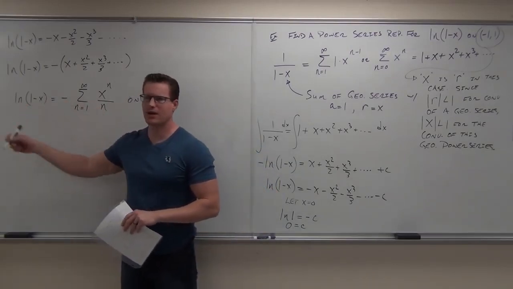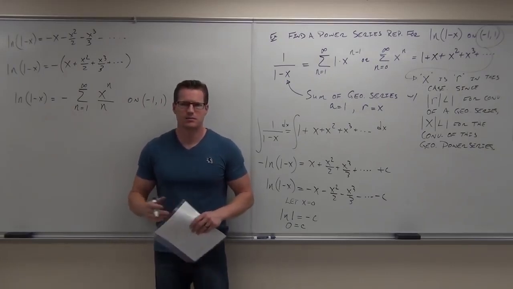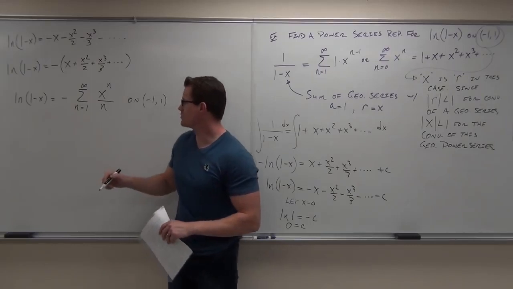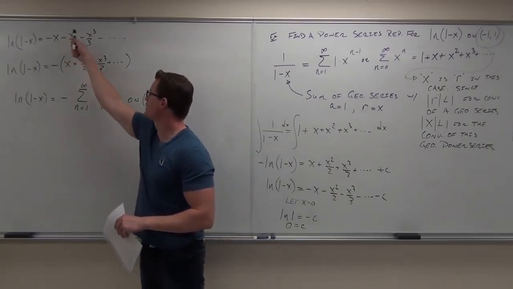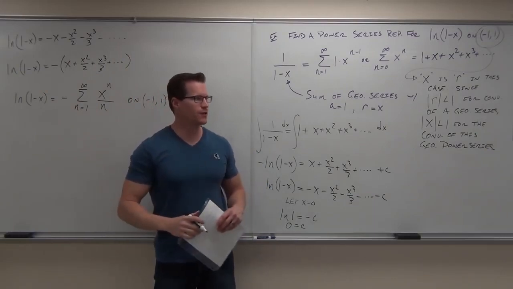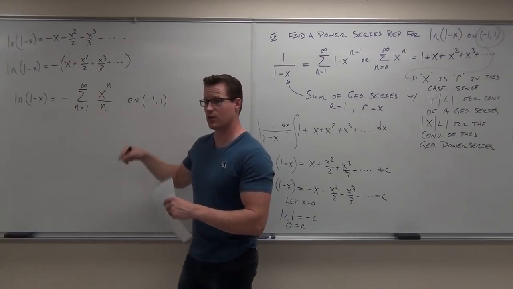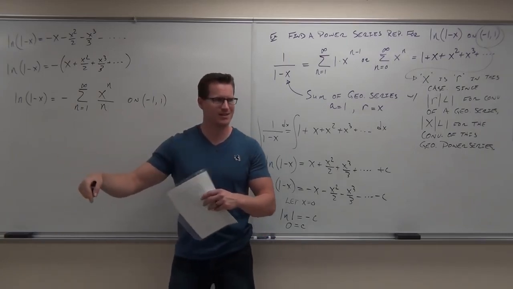So if you wanted to find out, hey, what's ln of 1 minus 1/2? You could actually plug in 1/2 here, here, here, here, here, and do it for infinity. It's going to represent that function exactly on this interval, as long as you go n to infinity. Does that make sense to you?